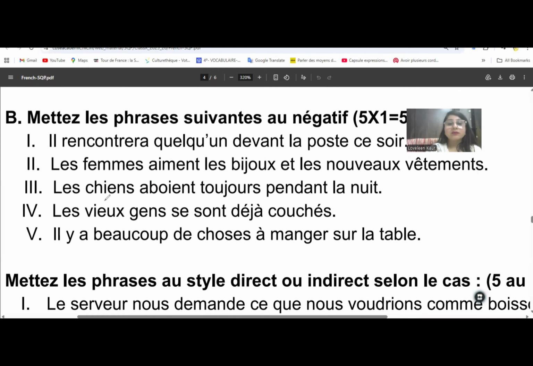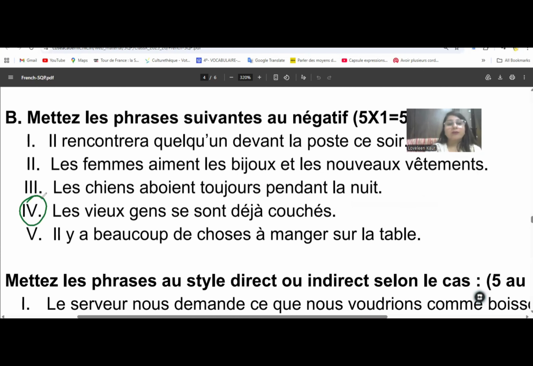Now let's see. "Les chiens aboient toujours pendant la nuit." This also is a correct sentence, positive sentence, that the dogs always bark at night, during night. Yes, it's correct, but let's make it negative. That is, "les chiens n'aboient". Now it's given toujours. So we just did it. Toujours will change to jamais. So "les chiens n'aboient jamais." Never. They never bark at night. Is it so? No, they bark actually. But it's okay. Grammatically, we have to convert this sentence negative. So it is like that.